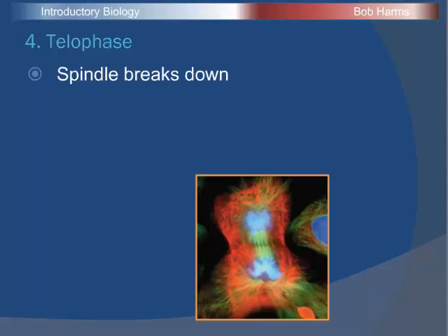Telophase is kind of the wrap-up stage. It's kind of the opposite of what's going on in prophase. And so the cell's done moving the DNA after anaphase, so it's going to break down or remove that spindle.